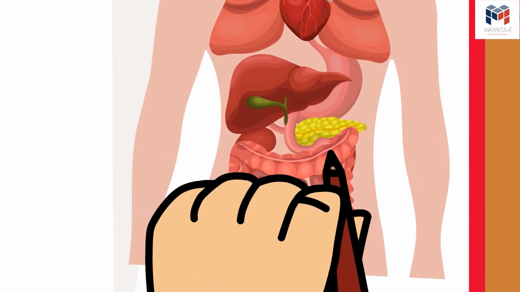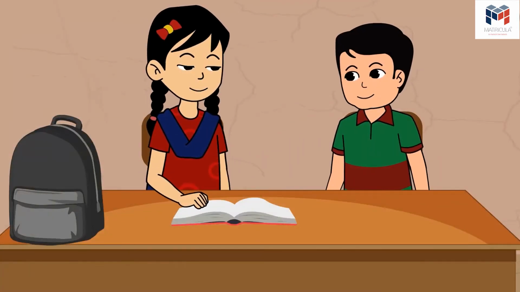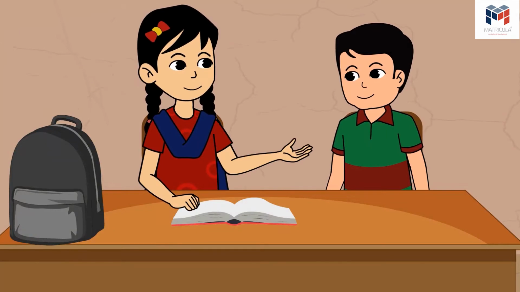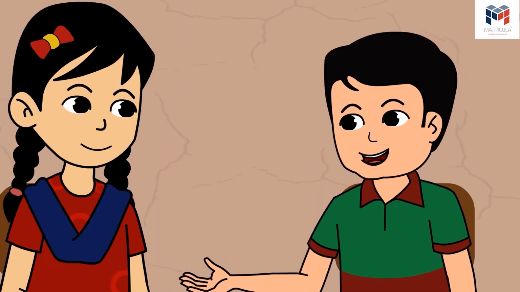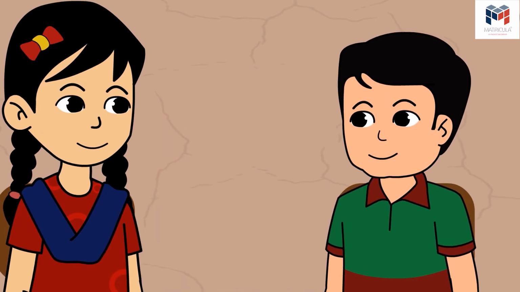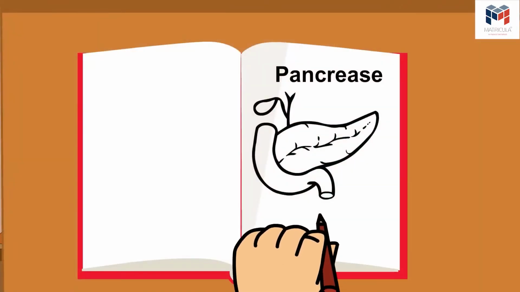And pancreas is of a slight yellow color. It secretes pancreatic juice which helps in the digestion of carbohydrates and proteins. And where is the pancreas? The pancreas is situated right below the stomach.